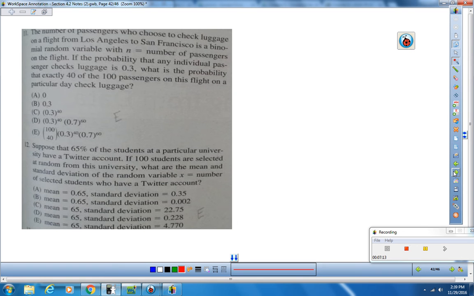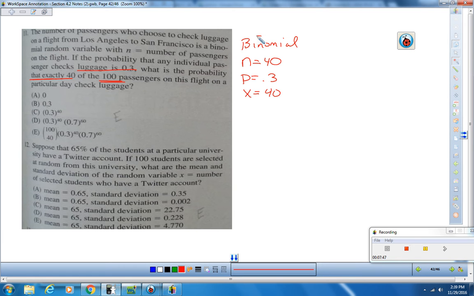Number 10. Okay, so the probability that any individual passenger checks luggage is 0.3. What's the probability that exactly 40 out of 100? Fixed number of trials, n, probability of success is the same for each trial, and they're asking for an x value. This is another binomial. And I know it says binomial random variable, but it didn't need to say that in order for us to be able to answer this.